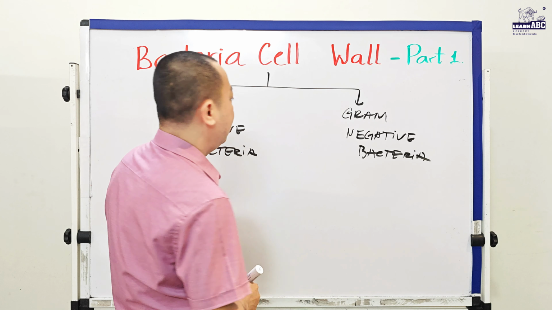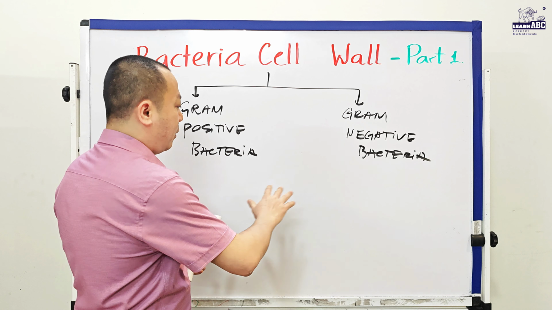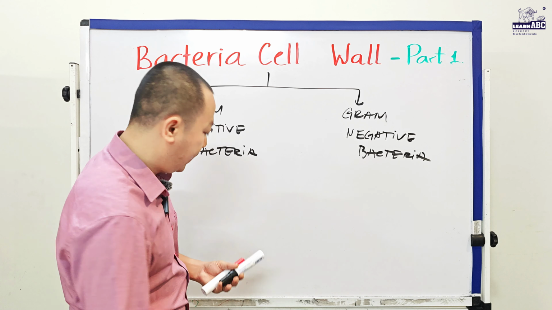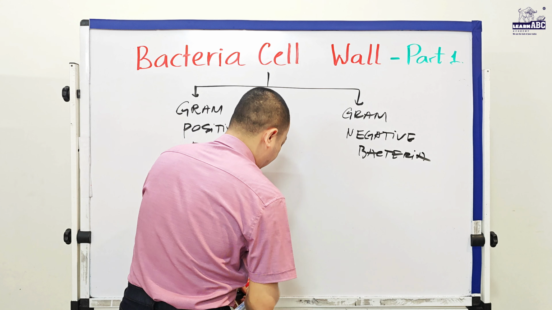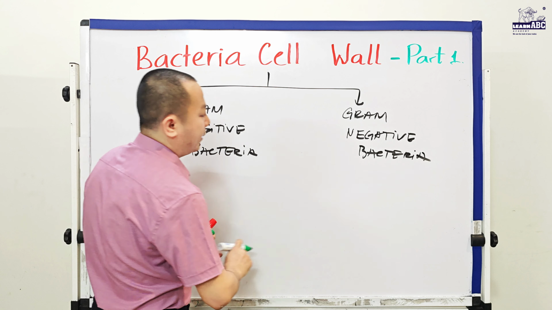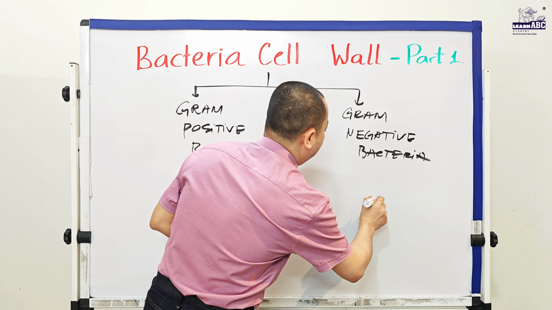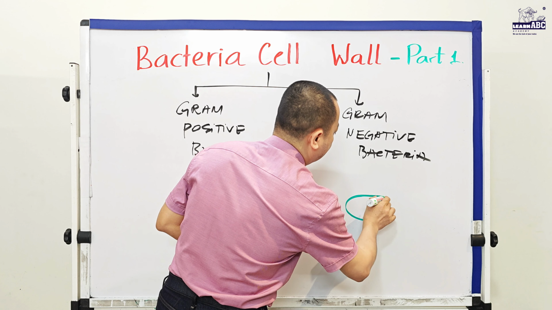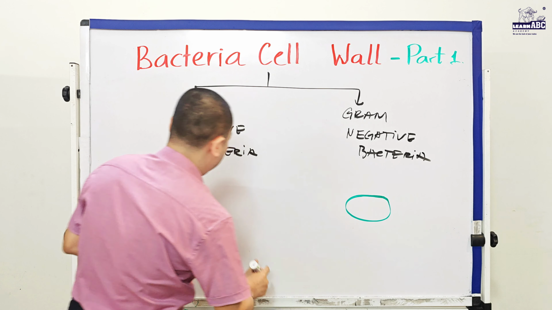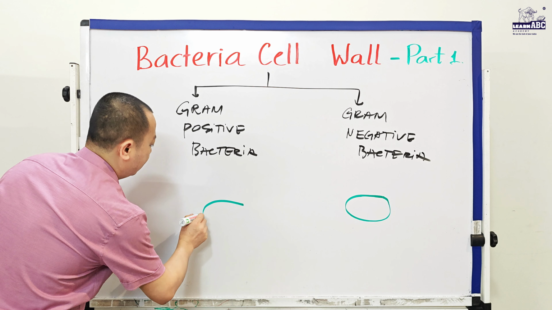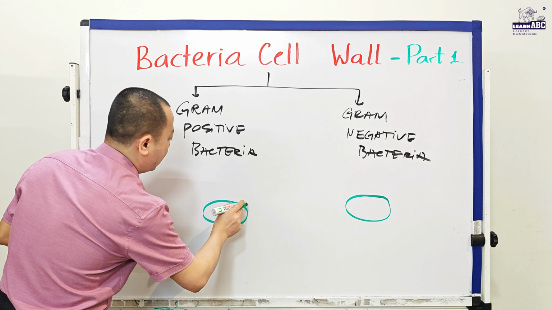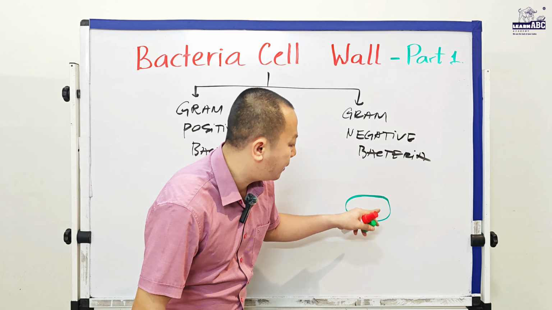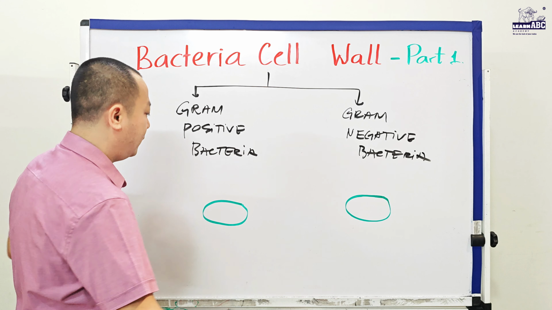So the difference is the cell wall. So let me draw the cell wall of the gram-positive and gram-negative, then you will understand. First, I will draw the inside membrane of two types of bacteria. For example, this is the inside membrane of gram-negative. Also here, the same. Gram-positive also has an inside membrane. And this inside membrane, what do we call it? We call it the cytoplasmic membrane.